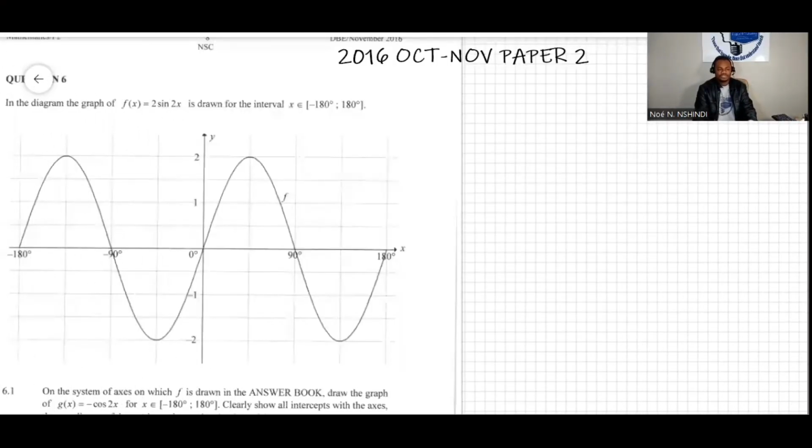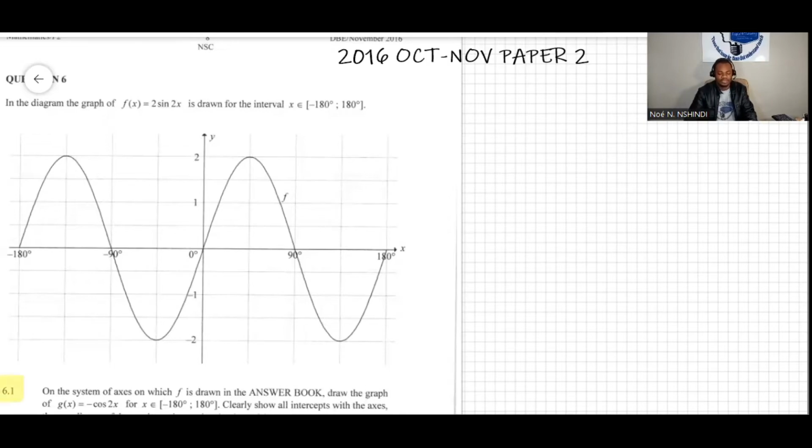Well, we have another question here, question 6. The question says, in the diagram, the graph of f(x) = 2 sin 2x is drawn for the interval x ∈ [-180°, 180°]. Now we have the graph here, and then we're going to do question 6.1.